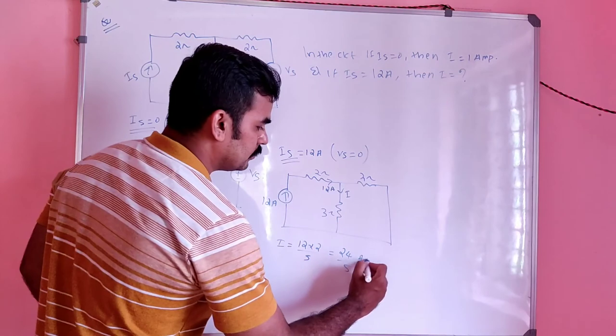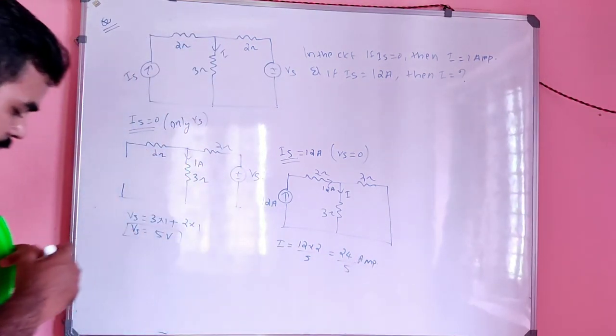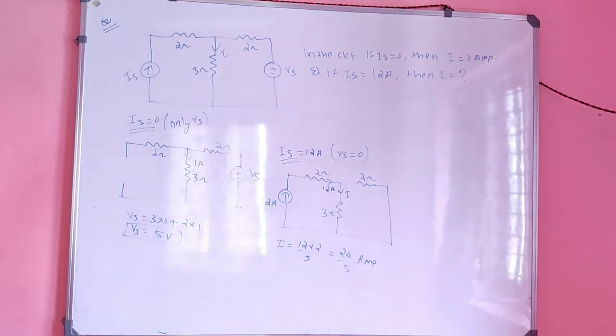24 by 5 ampere. 25 by 5 ampere. Is it correct? Is it correct, Peta?